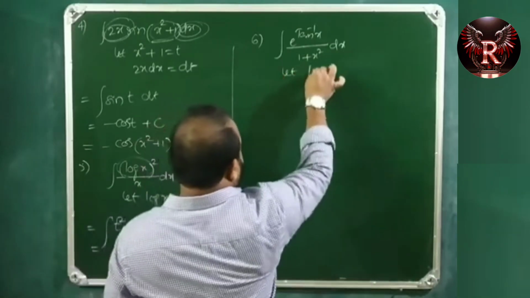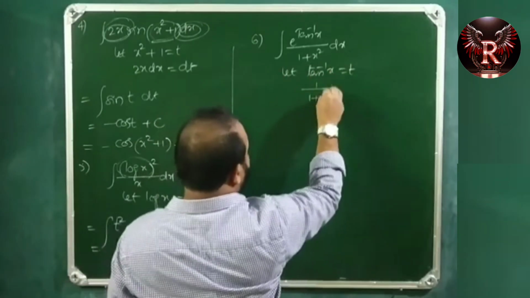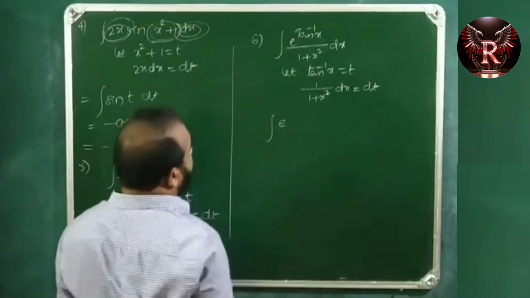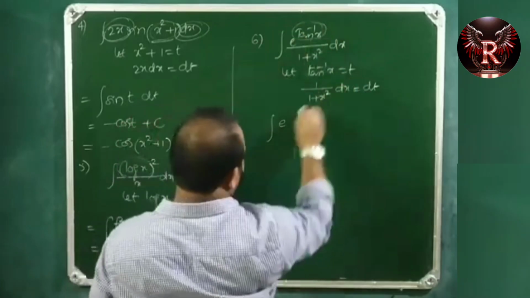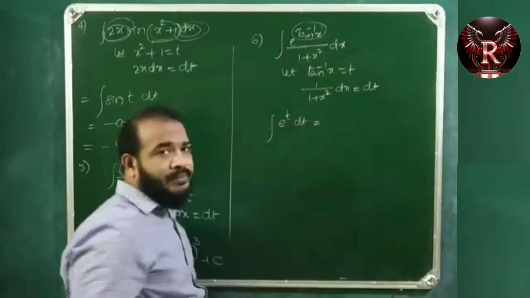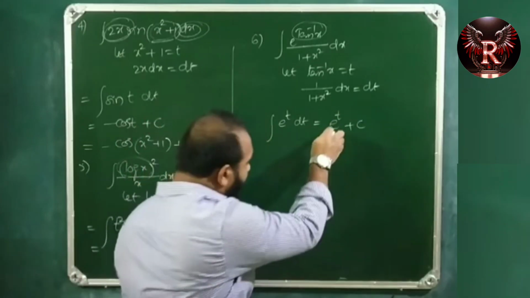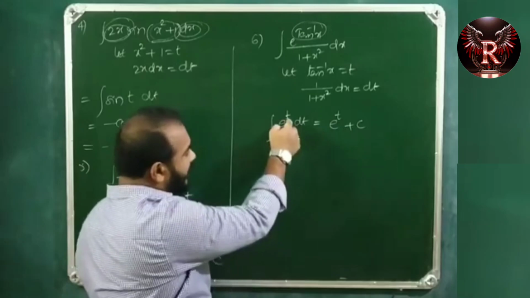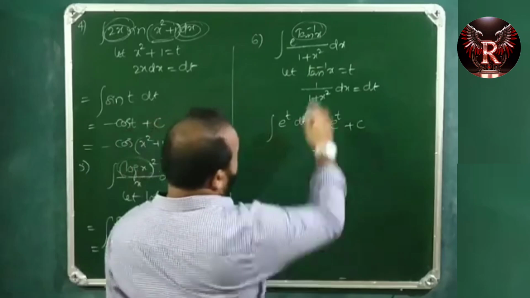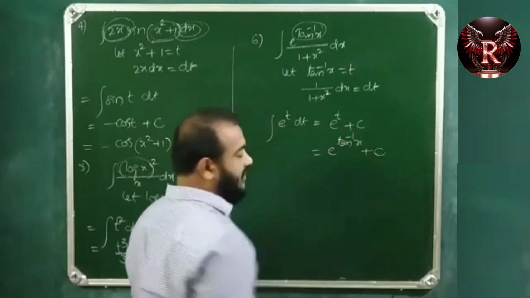Let tan inverse x is equals to t. Tan inverse x derivative is 1 by 1 plus x square, dx is equals to dt. Now substitute e power, what is tan inverse x? This is t. 1 by 1 plus x square dx is dt. What is integral e power t dt? E power t plus c, because integral e power x dx is e power x plus c. Here in the place of x it is t. Therefore it is e power t plus c. So e power, what is t? This is tan inverse x plus constant of integration c.